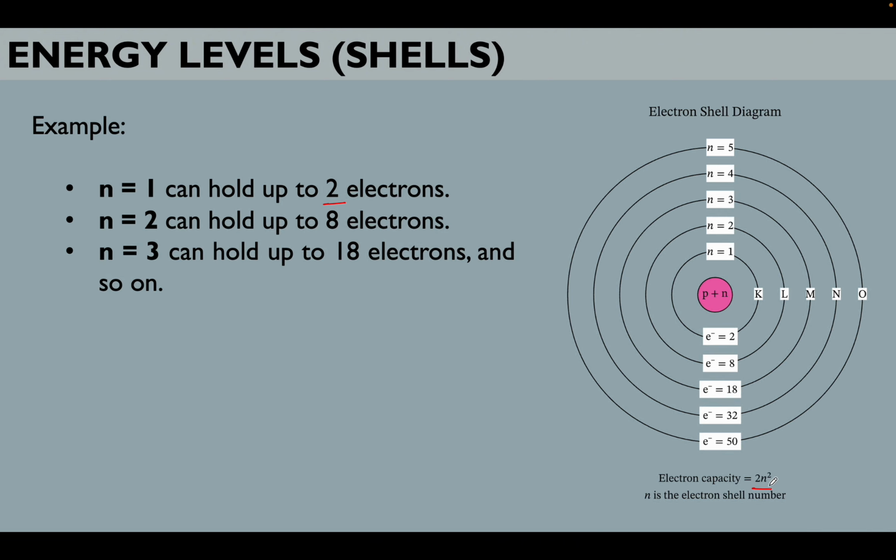So 2 times 1 squared is just equal to 2, while n equals 2 can hold up to 8 electrons. So again, 2 times 2 squared, so 2 times 4 is 8. And then n equals 3, kani siya nga shell, n equals 3, can hold up to 18 electrons. So, and so on. So, n equals 4 and also n equals 5. So by using this formula, that is how we would determine kung pila ka buok electrons ang pwede ma-hold sa isa ka shell. Pila ang ka electrons ang makaya sa isa ka shell.